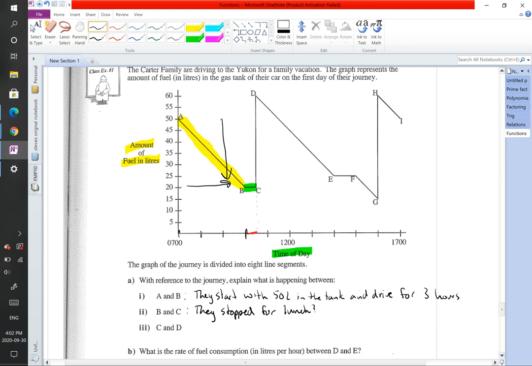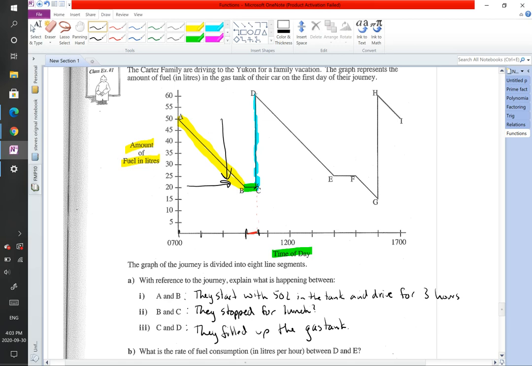And then the last one we're going to look at is line segment C and D. So we're looking at that one right there. And you can see that no time has passed between C and D. They're right along the same time, but the fuel has gone up. So they filled up their tank. They filled up the gas tank.